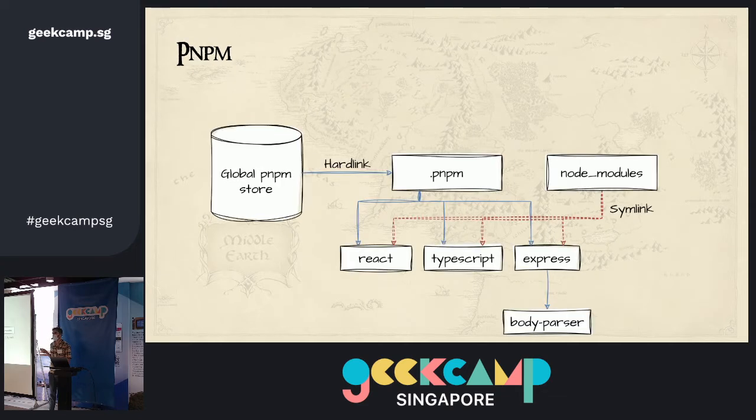What PNPM does is a bit more clever. It creates a .pnpm folder, and it will create some hard links. So React, TypeScript, and Express will actually not be copy-pasted. It will only be a pointer to use the real file in the global PNPM store. And then the node_modules will only have symlinks to reference those files. So node_modules will only contain React, TypeScript, and Express, and not the body parser dependencies.